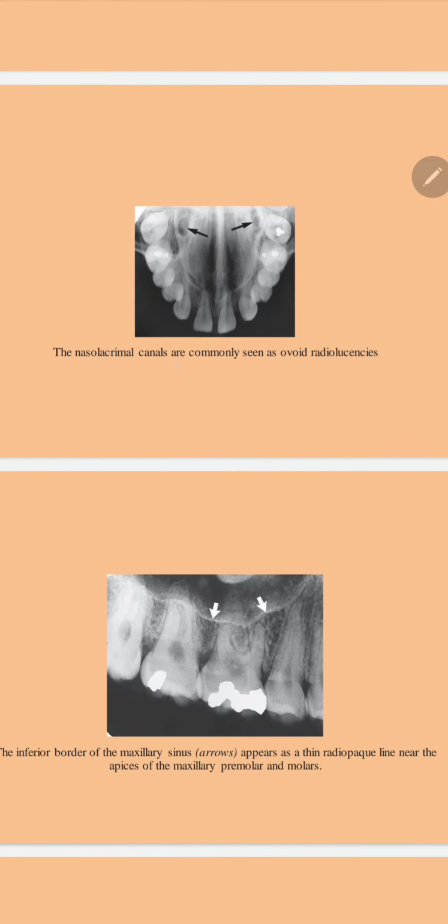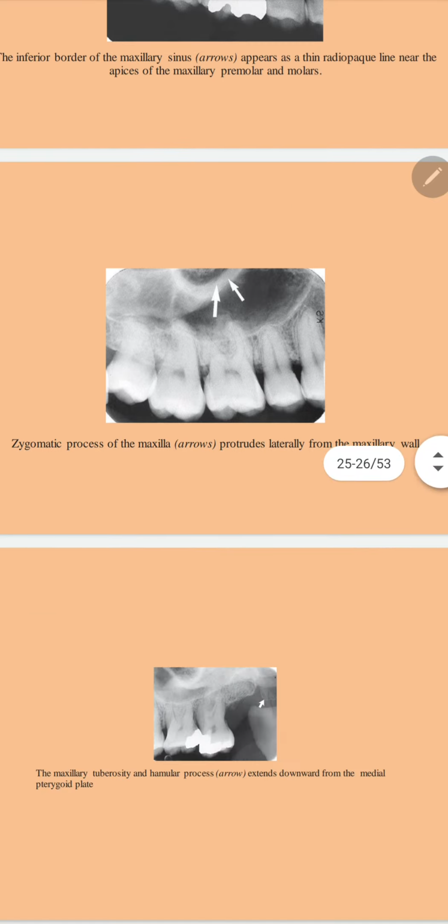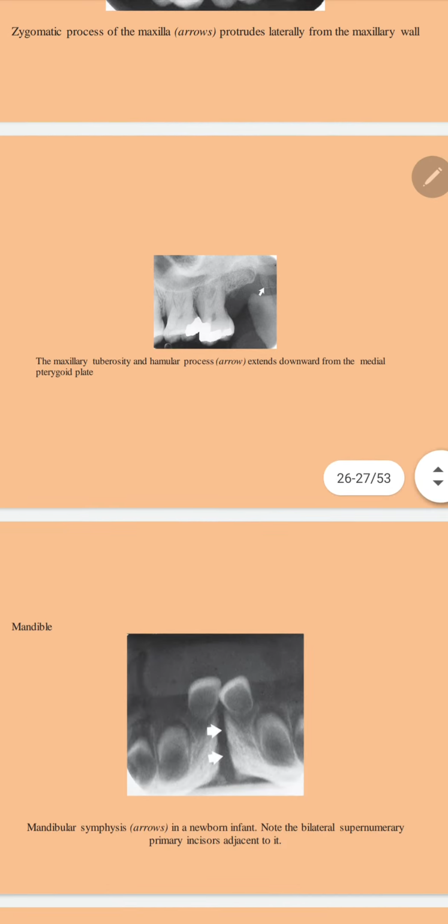The nasolacrimal canals are commonly seen as ovoid radiolucencies opposing the position of upper 6 and upper 7 or between them. The inferior border of the maxillary sinus appears as a thin radiopaque line near the apices of the maxillary premolars and molars. The zygomatic process of the maxilla protrudes laterally from the maxillary wall. The maxillary tuberosity and hamular process extend downward from the medial pterygoid plate.